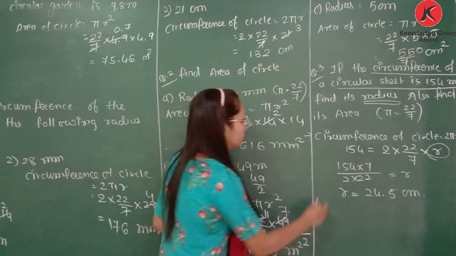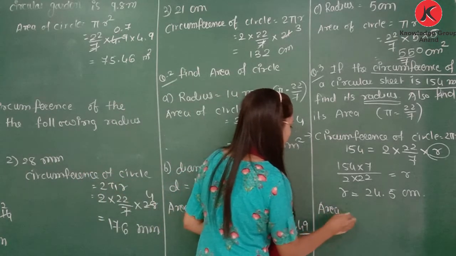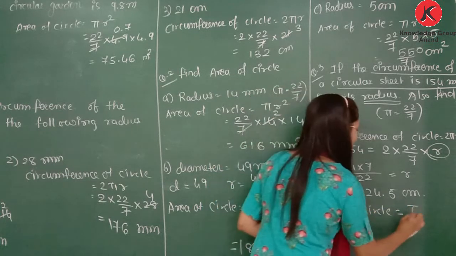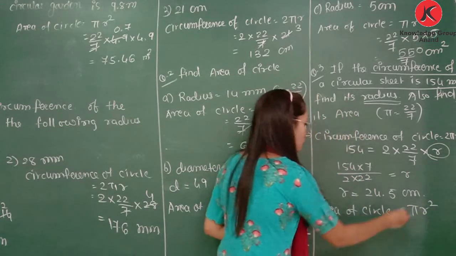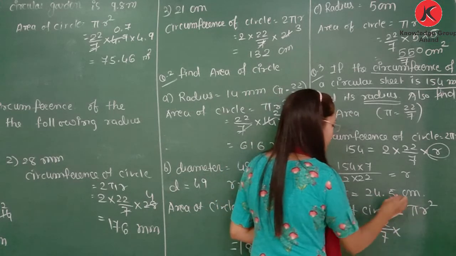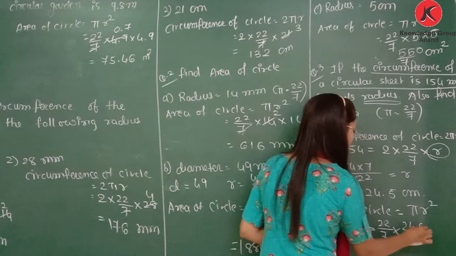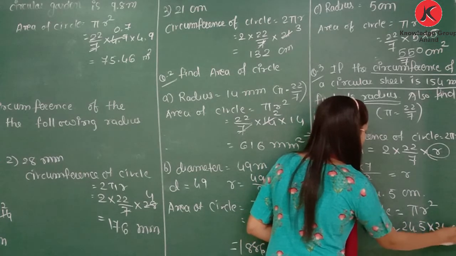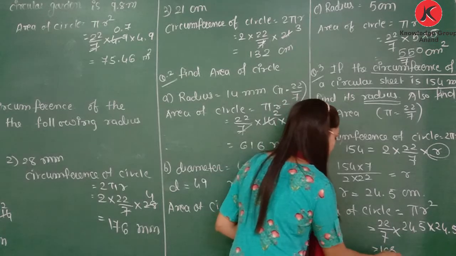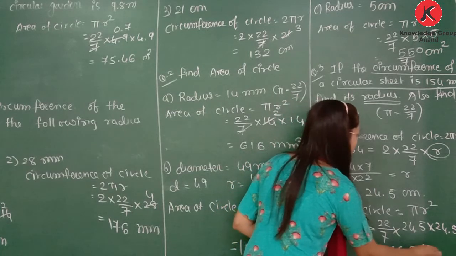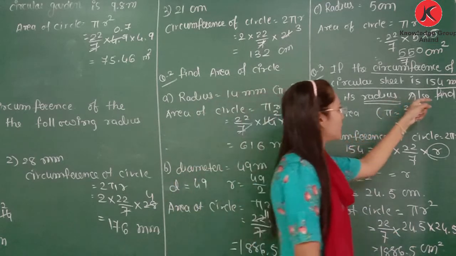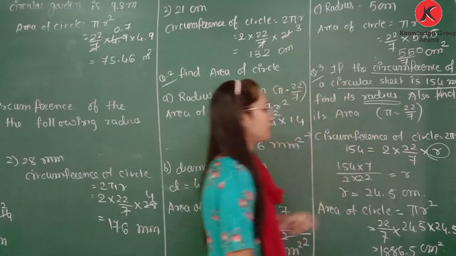Okay. Now area of the circle, that is what? Pi r square. So pi we can take 22/7. Here radius is 24.5, so multiply 24.5 two times. If you multiply this, you will get 1886.5 centimeter square. So this is the area of the circle, because in the question it is written that also find the area.